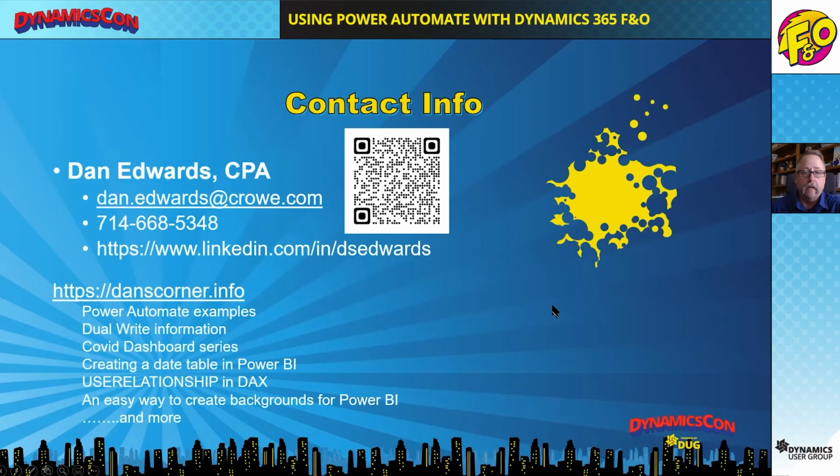This is my contact information, QR code there. If you scan that, it'll take you right to my LinkedIn, as well as some information on my blog there, danscorner.info. And I actually have examples for all these Power Automates that we've just done there. So you can actually download a Word document if you want and go through the instructions. Again, those talk about the FinOps connector versus dataverse. But look for a new blog coming for me talking about the virtual entities and how to use that.